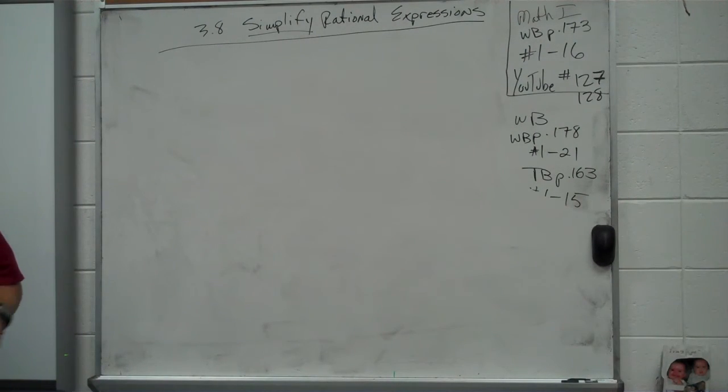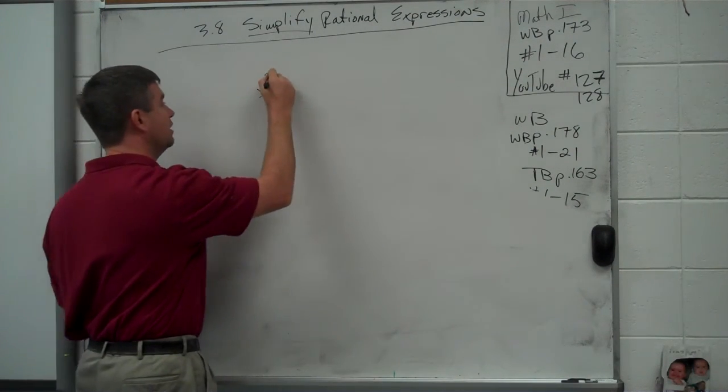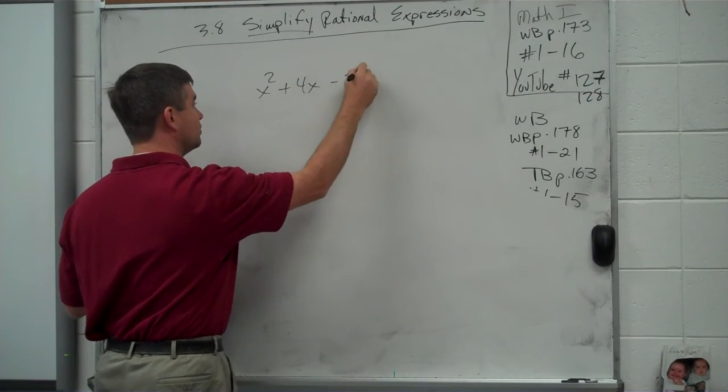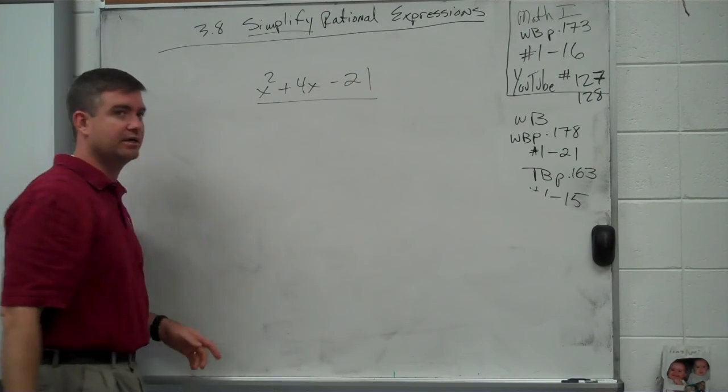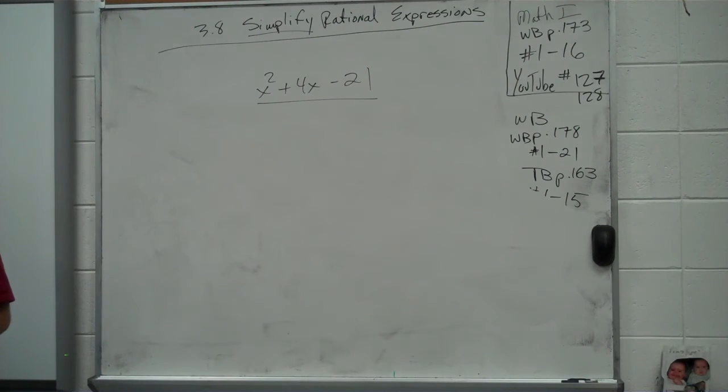Alright, here we go. x squared plus 4x minus 21. What is that on the top there? It's a trinomial. What else is it? It's a polynomial. What else is it? Anytime you have x squared, we have a q word. What is that q word? It's a quadratic. It's a quadratic, it's a trinomial, it's a polynomial.